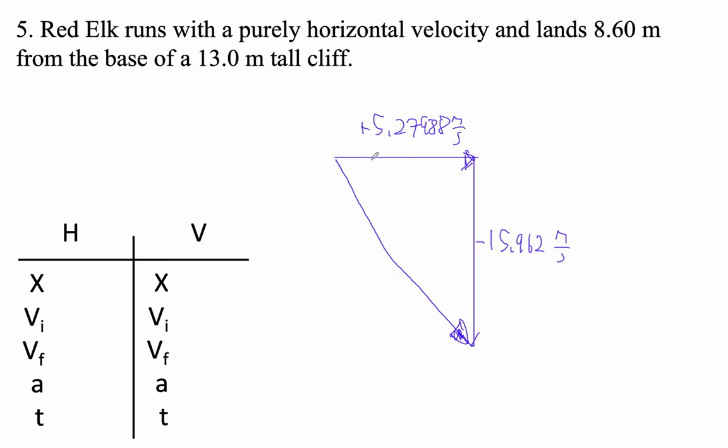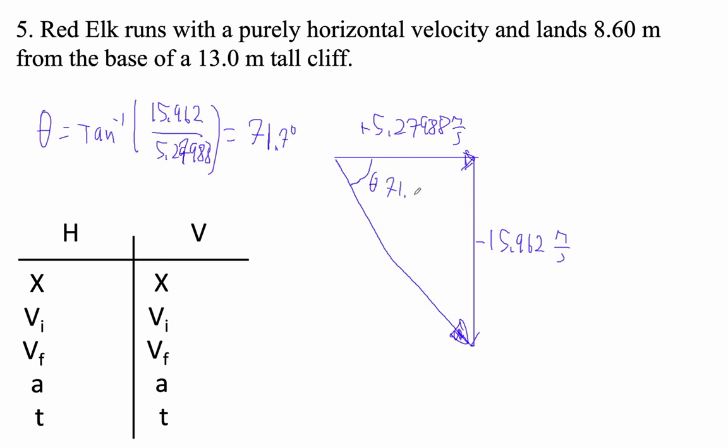And now we get 2 more points for getting the angle and the magnitude. So that angle there is going to be the inverse tan of 15.962 divided by 5.27988. Let's do that. Here we go. Second tan of that guy divided by this guy. Hope that's right. 71.7 degrees. Ooh, I'm getting the right answer. So that angle is 71.7 degrees.